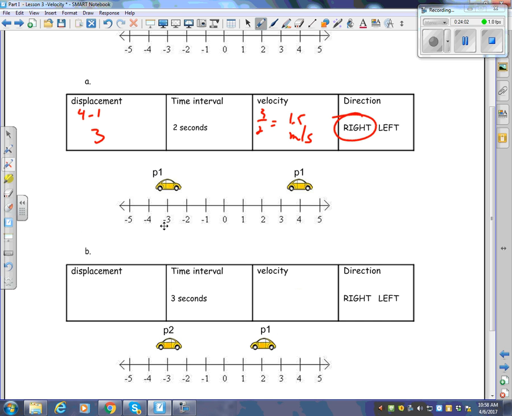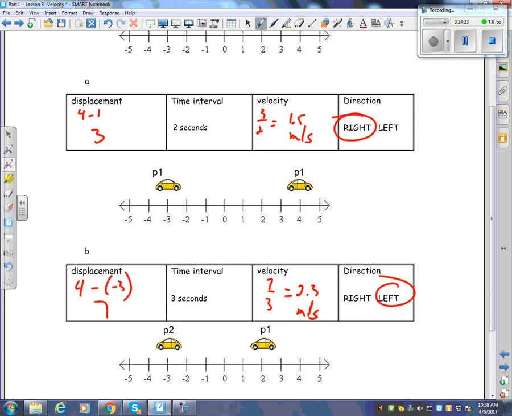Displacement here, start at minus 3, ended at 4. 4 minus minus 3 is 7. Interval is 3. 7 divided by 3 is 2.3 meters per second. It is right. This one's to the left.